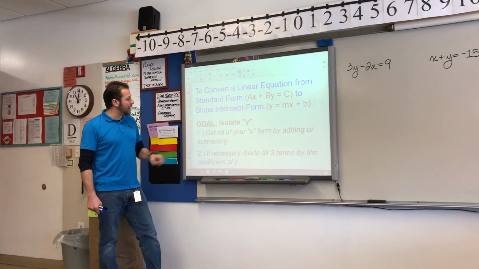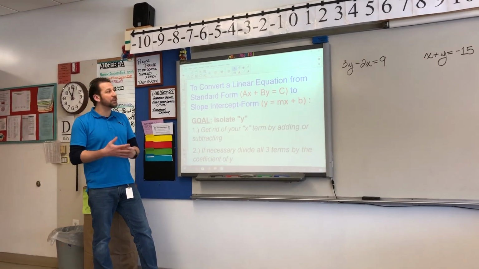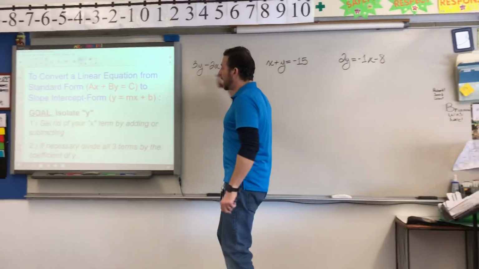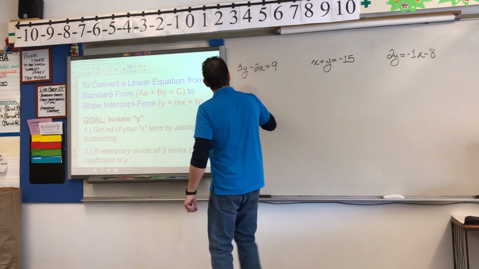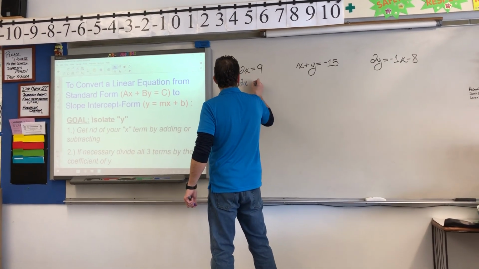Get rid of your x term by adding or subtracting, and if necessary, divide all 3 terms by the coefficient of y. So an example that we have here, 3y minus 2x equals 9. That's in standard form. Basically, what I want to do is I want to isolate this y. So I can get rid of this 2x by adding 2x to both sides.